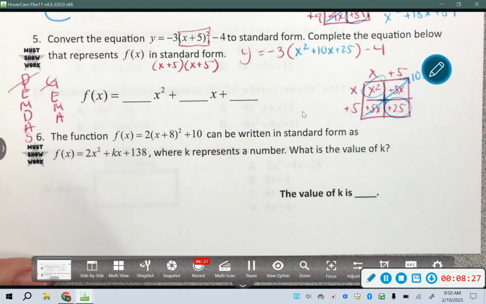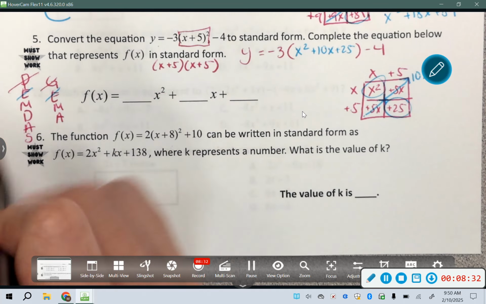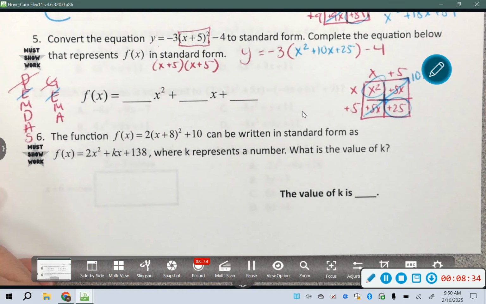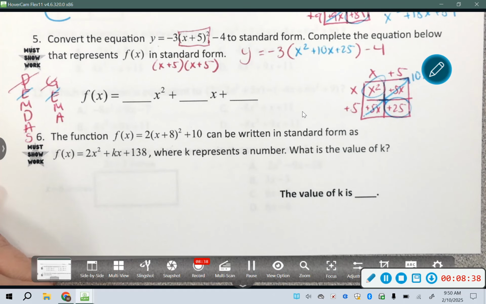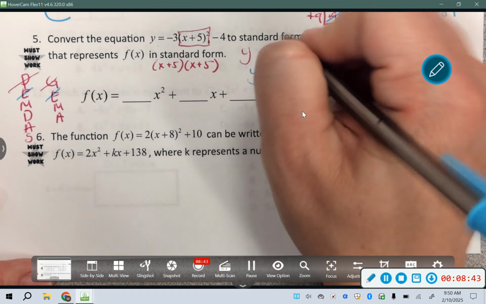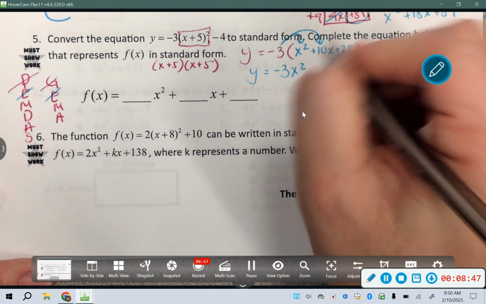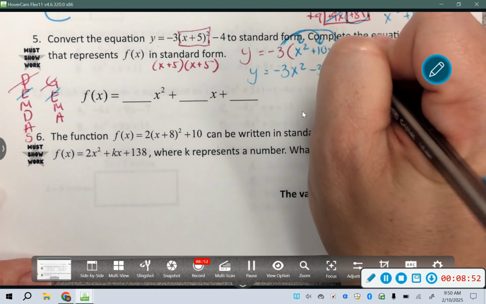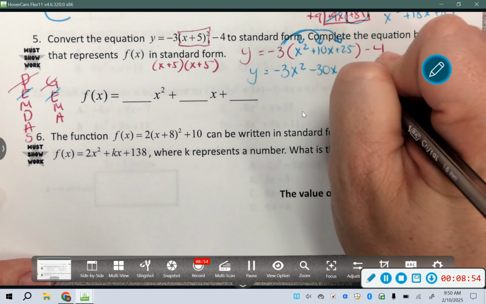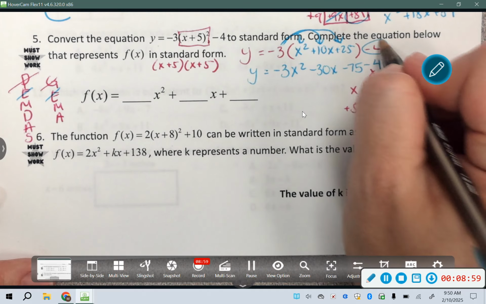Now I'm not done because I still have this negative 3 and this negative 4. So we're done with exponents now. And M stands for multiply. Well, I do need to multiply because I have this negative 3 in front of my parentheses. So to get rid of that parentheses, I have to distribute in my negative 3. So, bringing down my y equals, that gives me negative 3x squared minus 30x. And again, use your calculator if you need to. Negative 3 times 25 is going to give me negative 75. Bring down my minus 4 because I haven't used it.